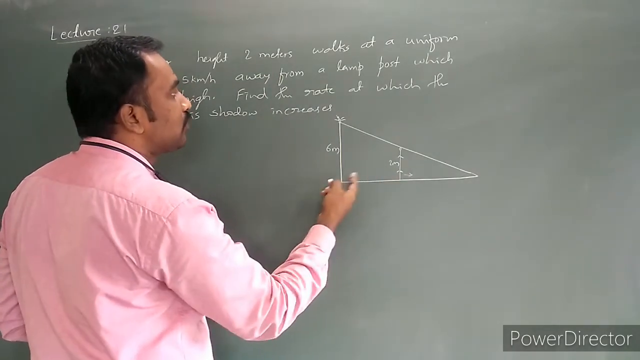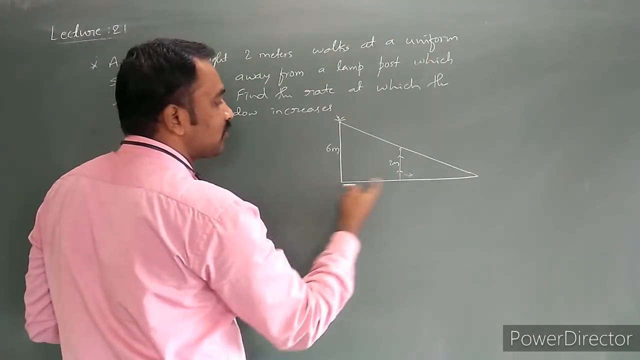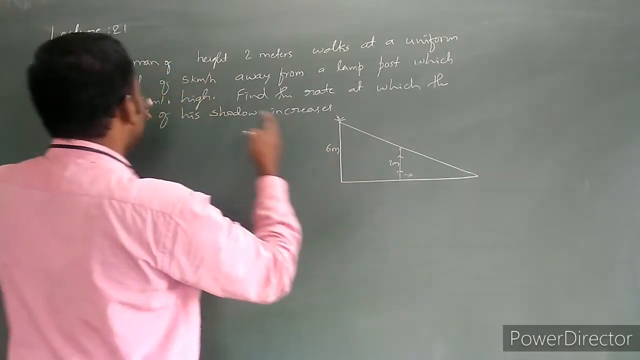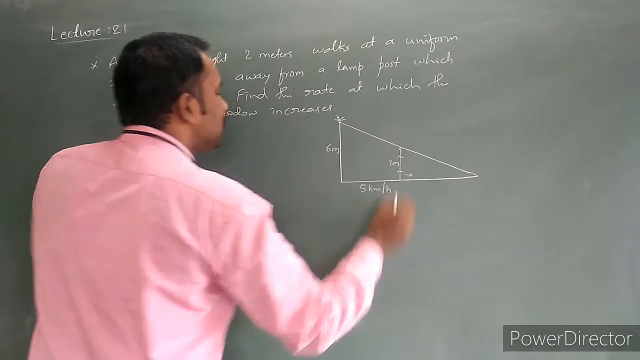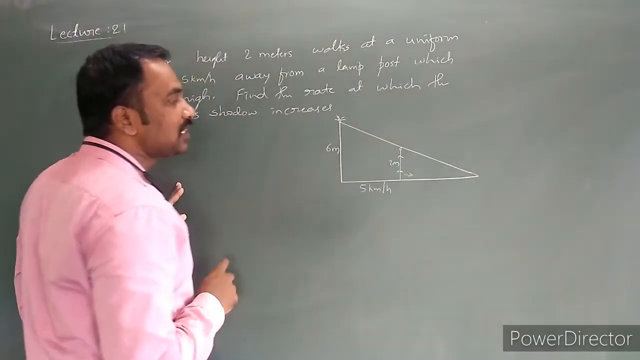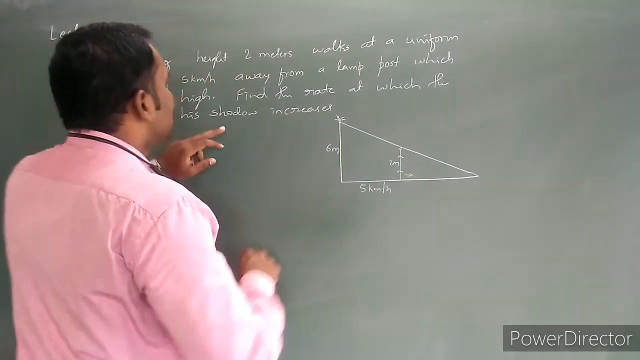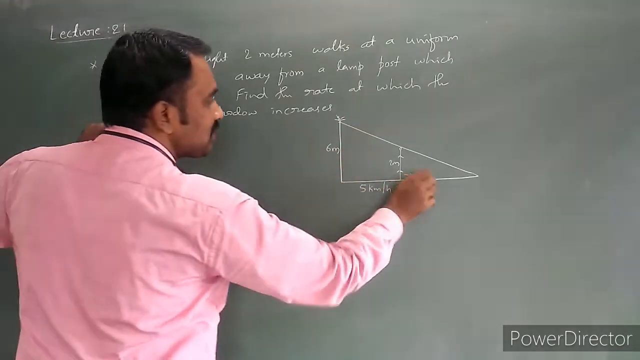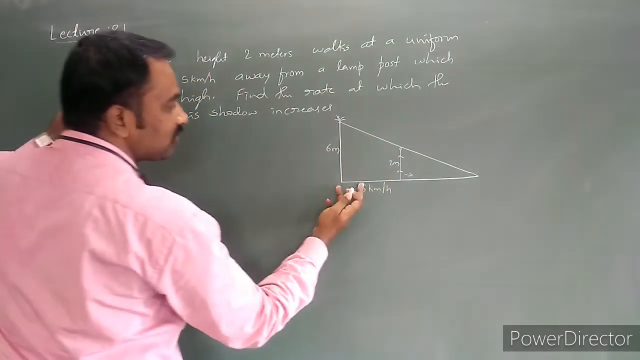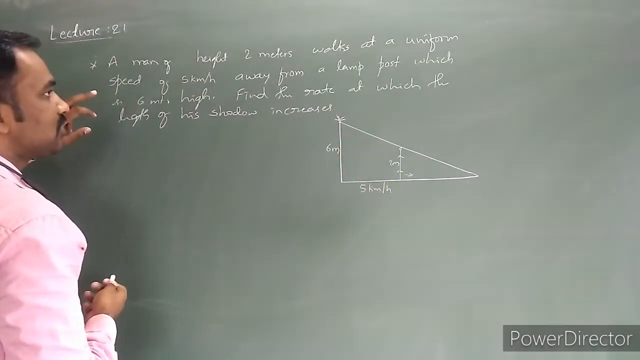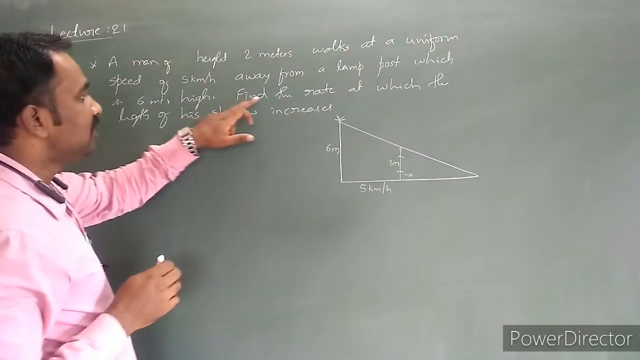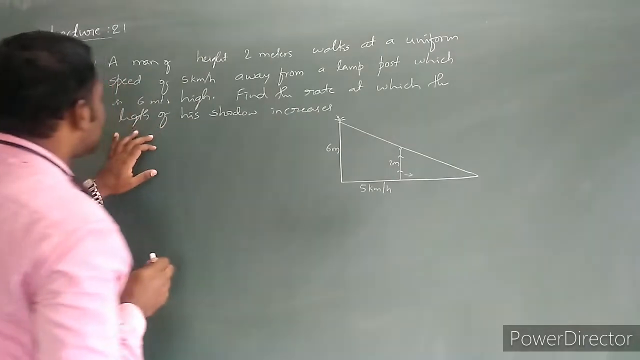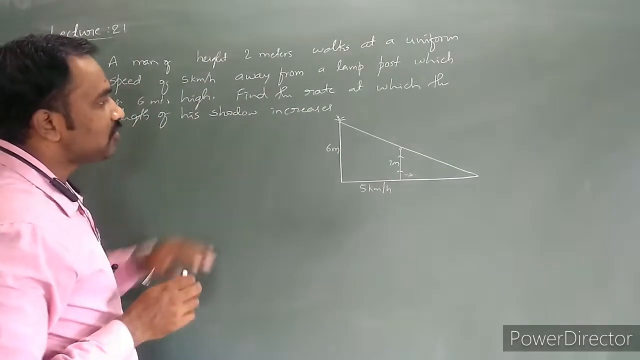So what is the rate? The man is walking at 5 kilometers per hour away from the lamp. In this direction he is moving, so we have to take this as the rate of change. The lamp height is 6 meters. Find the rate at which the length of his shadow is increasing.